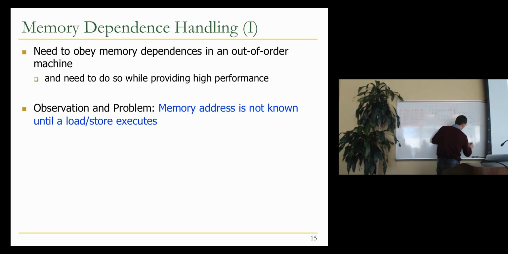And you may not know this because instructions execute in data flow order, so the source of the load, R6, may be ready before R5 is ready. As a result, you may not be able to know whether this load is dependent on the store. And the main reason is memory address is not known until a load or store executes, because it's really dependent on this register value.